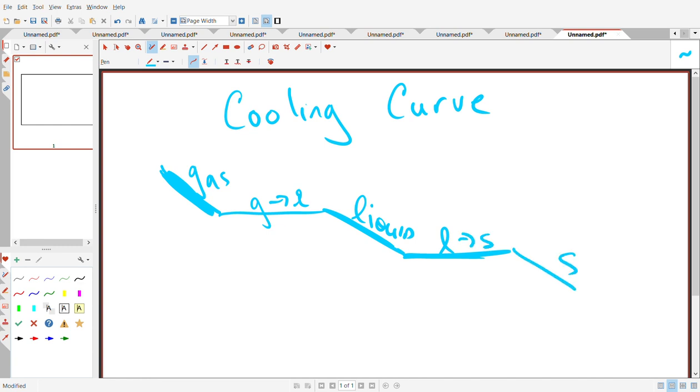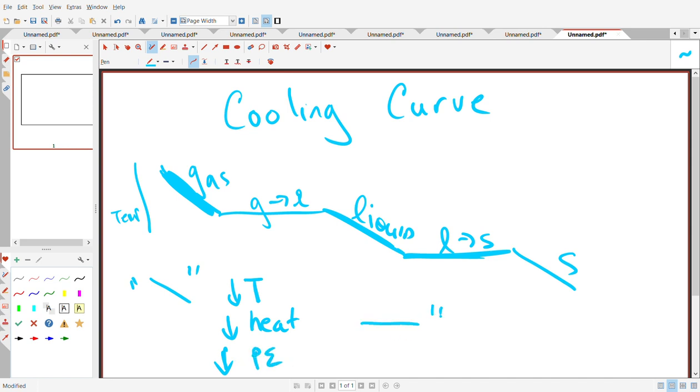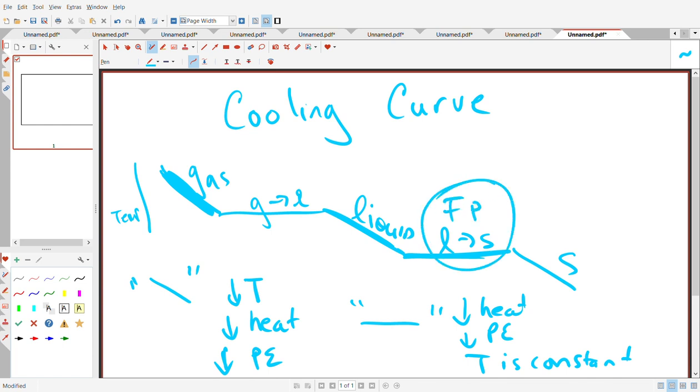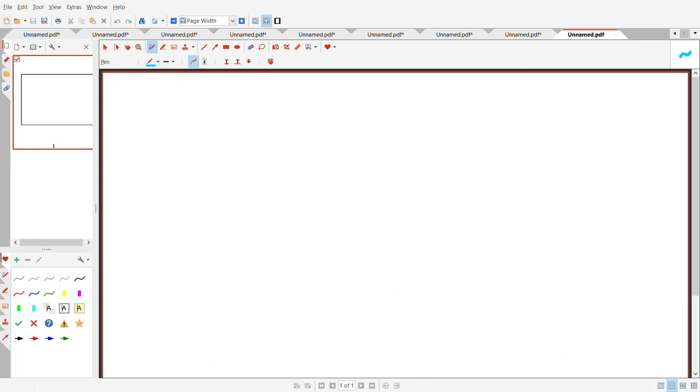But anyway, here it's a cooling curve. So during a diagonal, because we're always graphing temperature versus time, the temperature is going down here because we're removing heat, and potential energy is also going down. But during a plateau, we're still removing heat, we're still removing PE, but the thermometer is constant because it's not moving. And by the way, this part here is called the freezing point. And if you notice on that other curve, this was liquid to solid, so the freezing point is the same as the melting point.